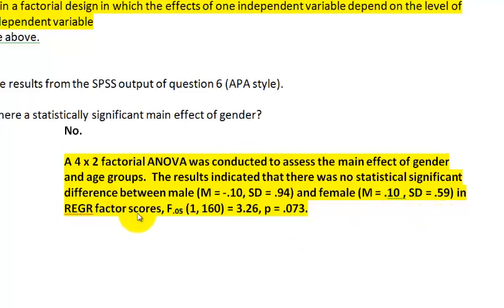Your DV, that's your factor score. So you have to write out what test you did. That's an F. Which alpha value you used as a cutoff. That was 0.05. That's your degrees of freedom. So 1, 160. And there's your actual F test statistic, 3.26. And the p-value, since it was not significant, you write out exactly what it was. And APA formatting requires only 2 decimal places.